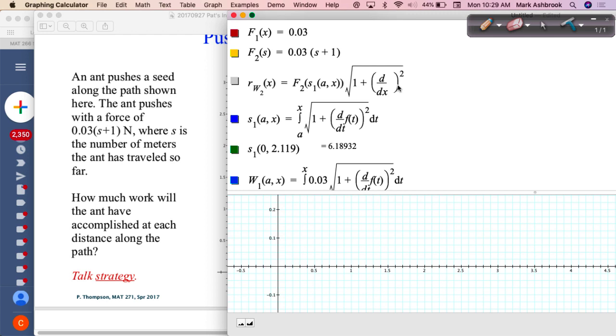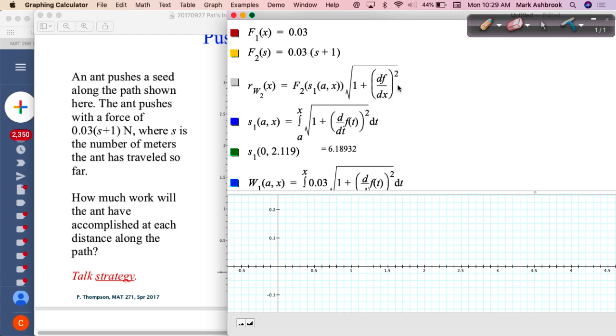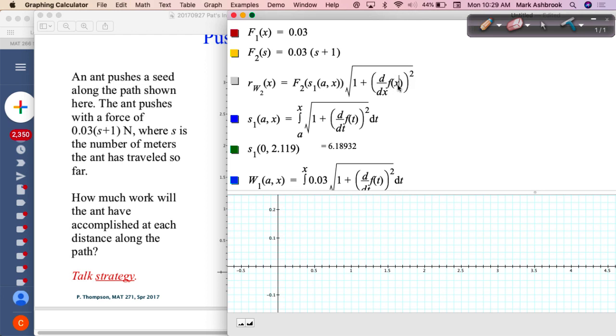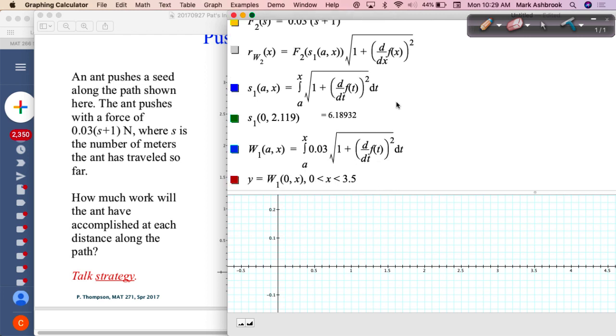Oh, shoot. So there's my rate function for this new scenario. I got to write the force in terms of x, but given the fact that my force function is defined in terms of arc length, I then need to transfer that force in terms of arc length into the x variable. Okay, so now I'm going to graph that.